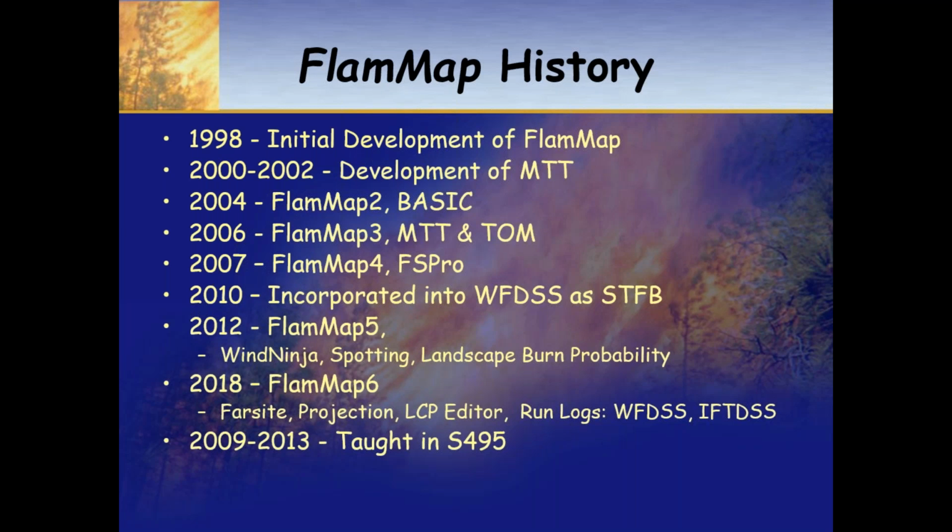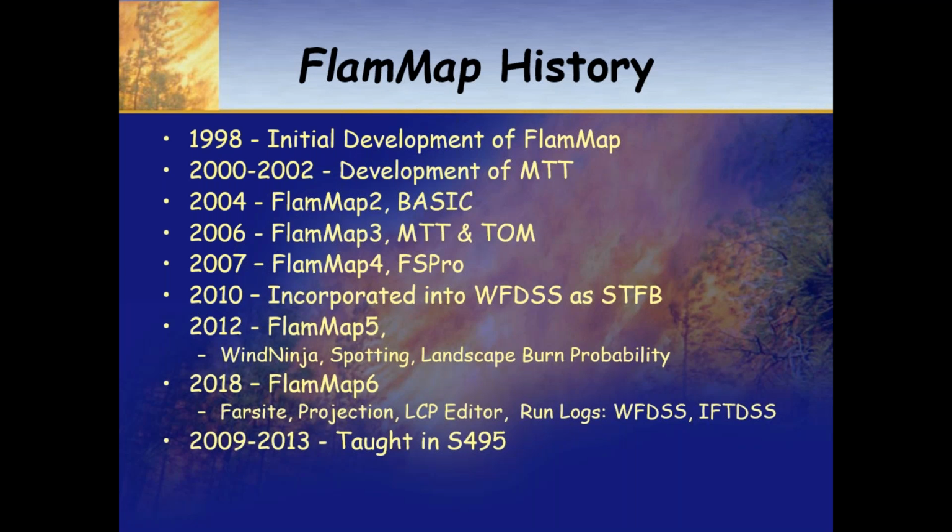FlamMap came along because Mark was looking for a quicker and faster way to look at evaluating fuels treatment, so a faster way to do fire spread modeling. And so that created FlamMap. He started out with the development of the minimum travel time algorithm to model fire spread, and then it's been around in various permutations. FlamMap 2 just had basic fire behavior, so just spatial fire behavior. Think about it as spatial BehavePlus.